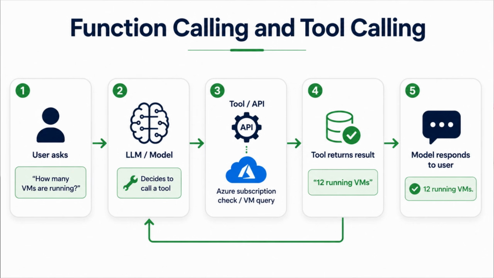So function calling allows the model to request an external action. The model does not directly perform the action by itself, it selects the right tool and provides the required arguments. Then the application executes that tool, gets the result and sends it back to the model. And after that, the model can use the result to respond to the user.